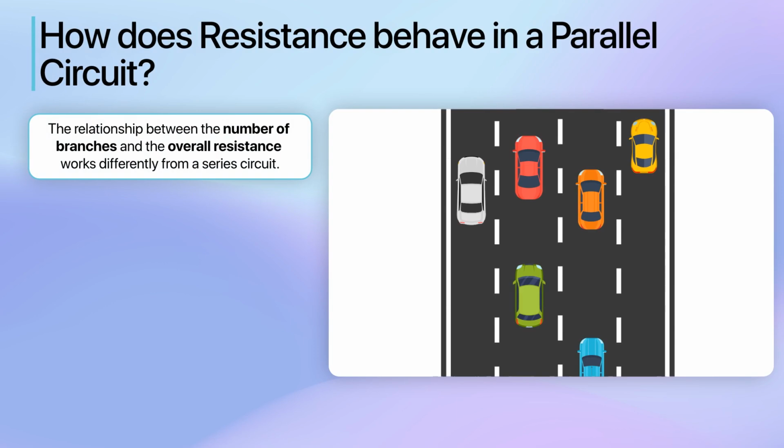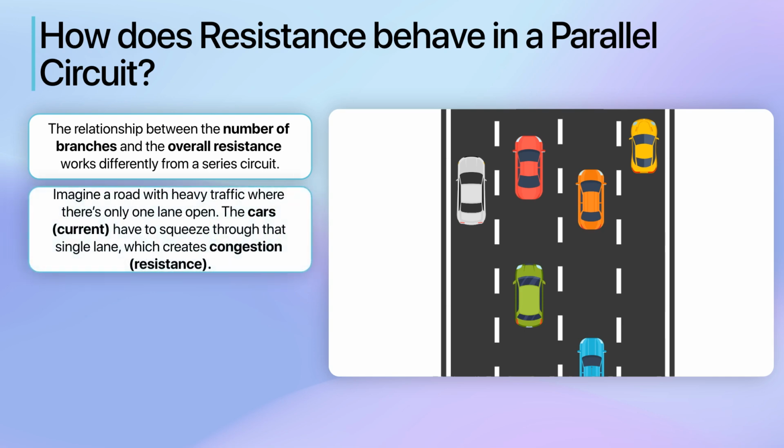Now let's explore the concept of resistance in a parallel circuit. In a parallel circuit, the relationship between the number of branches and the overall resistance works differently from what we see in a series circuit. Imagine a road with heavy traffic where there's only one lane open. The cars, representing the flow of current, have to squeeze through that single lane, which creates congestion resistance.